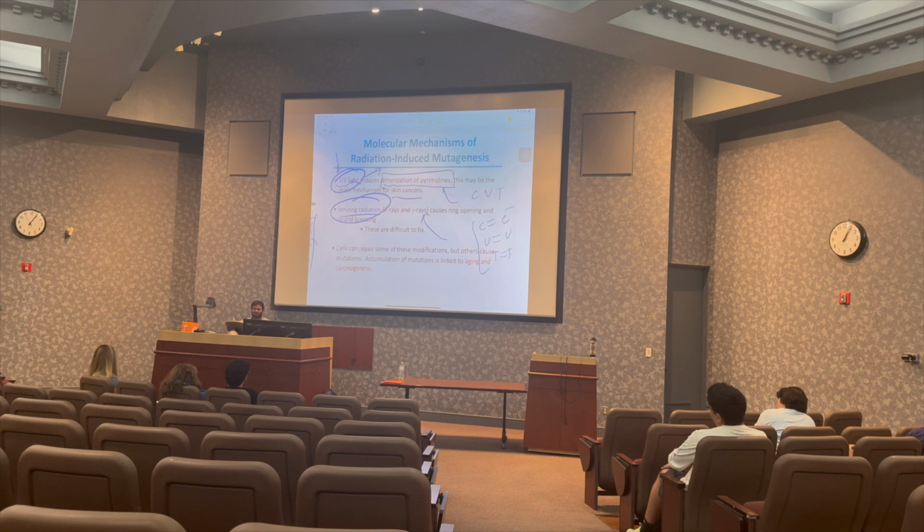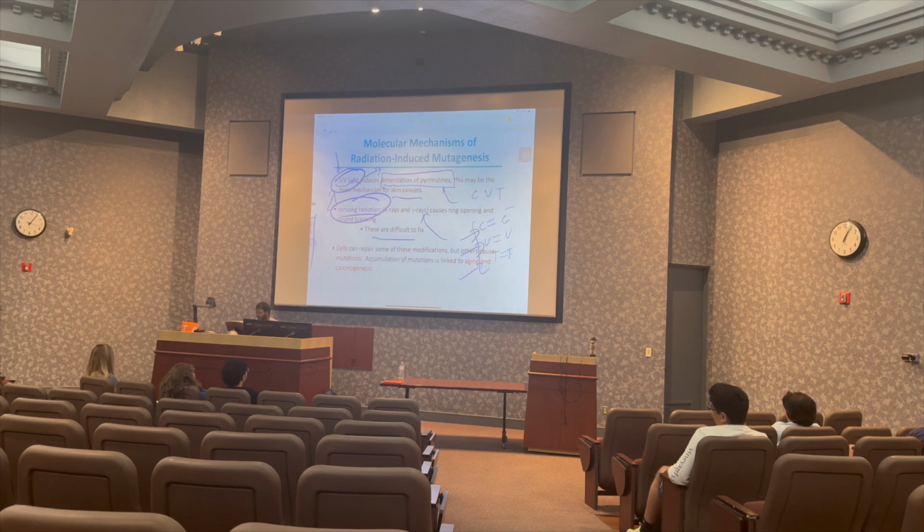Okay, so next time you use sunscreen, just remember, if you don't use your sunscreen, your UV rays can dimerize your pyrimidines, and it will be a mutation. Okay, makes sense? At least you learn one thing today, which is, why do we use sunscreen? Exactly, to protect against dimerization of your pyrimidines.